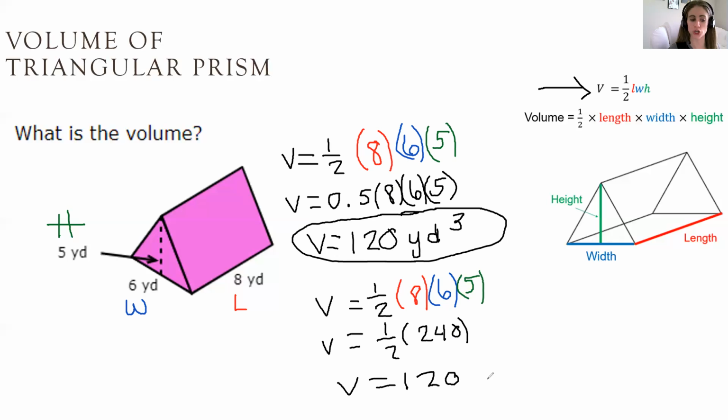So now I'm going to take 240 and divide that by 2, which is the exact same answer, 120. So there are two different options. You can choose how you want to deal with that 1/2, whatever makes the most sense for you. You'll get the same answer.